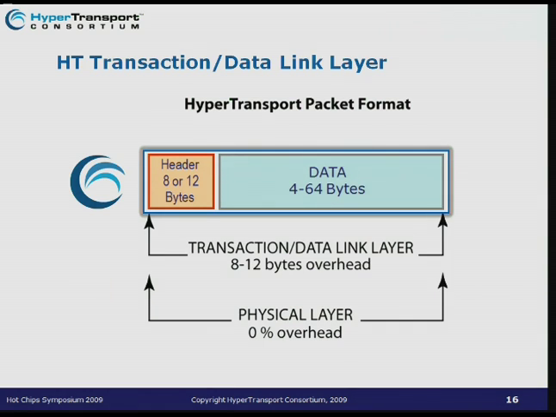And in those transactions that require some data, like for instance, a memory write operation or a read response operation, we also need to deliver those data. So those data follow the packet header, and we allow up to 64 bytes in a single transaction. An interesting feature is that as we use parallel links, there is no physical layer overhead.